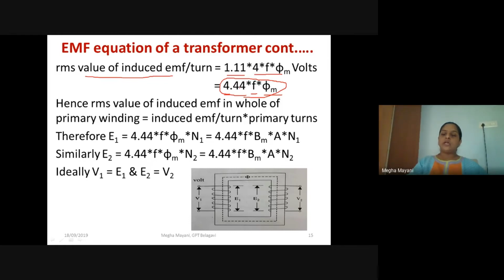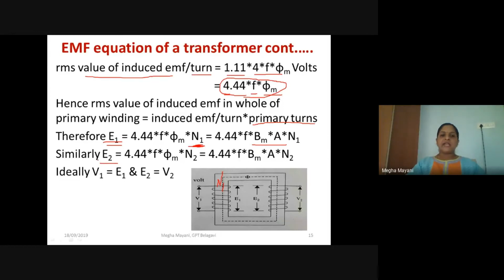Now, if you want to know the complete primary winding EMF, then you need to multiply it by number of turns. So if you multiply by the primary winding turns, we will get the EMF induced in the primary as E1, which will be equal to 4.44 multiplied by f multiplied by phi m, and this is multiplied by N1 corresponding to the primary winding. If it is having N1 turns, we get the expression 4.44 f phi m N1. Or if you want to represent in terms of field, then you can write it as Bm A.